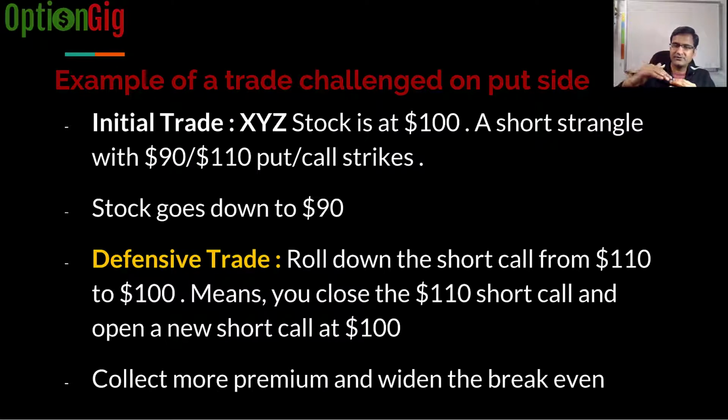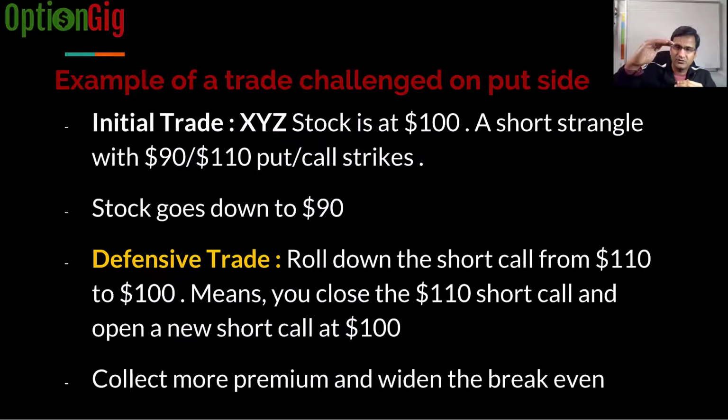Now it has become so far out of the money that you can buy that 110 call for pennies. So you should close the 110 call by buying it, and roll it down, meaning you open up a new short call at 100. So basically you roll down your call from 110 to 100. That's your defensive trade. And what happens when you do it?